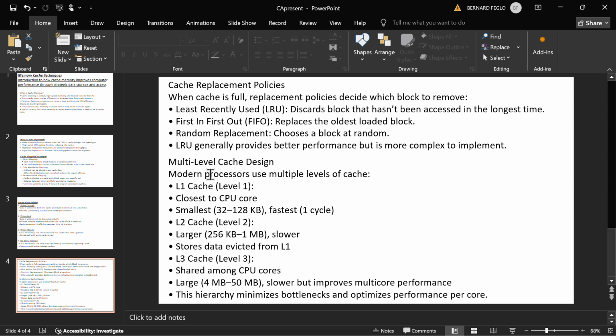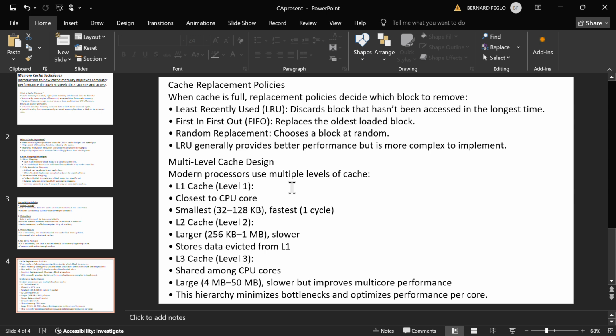Now let's come to the multi-level cache design. Modern processors use multiple levels of cache, and we have the first one, which is the level 1 cache. It is the closest to the CPU core and is the smallest in size, from 32 to 128 kilobytes, and is the fastest of all. And we have the level 2 cache memory, which is larger than the level 1, from 256 kilobytes to 1 megabyte, but it is slower and it stores data evicted from the level 1.